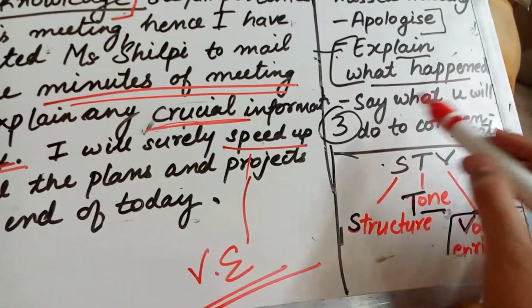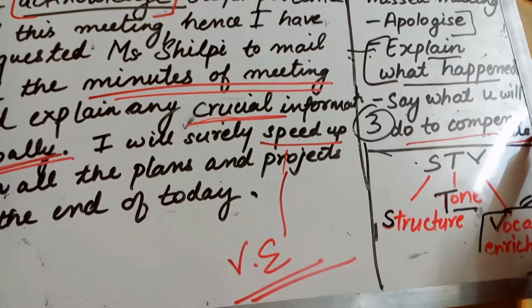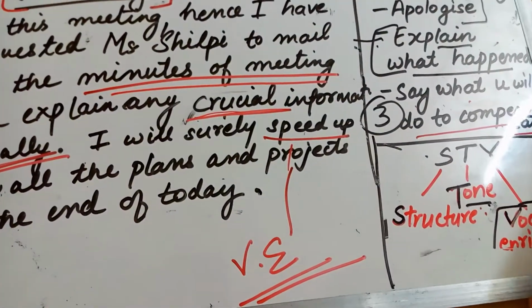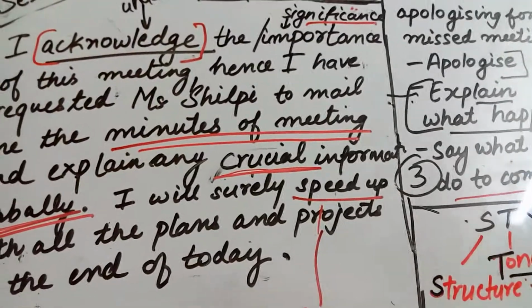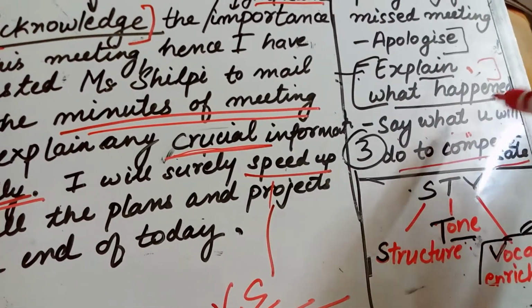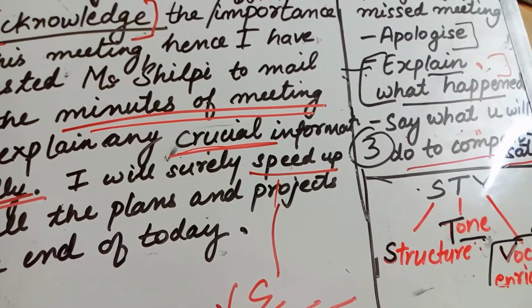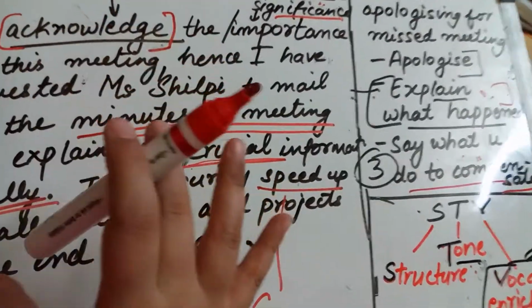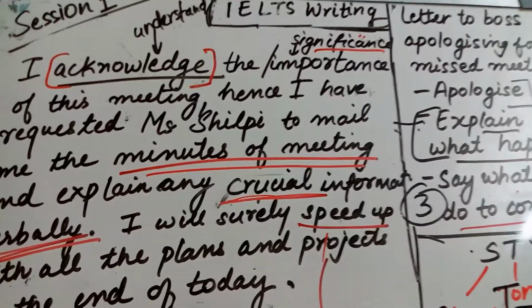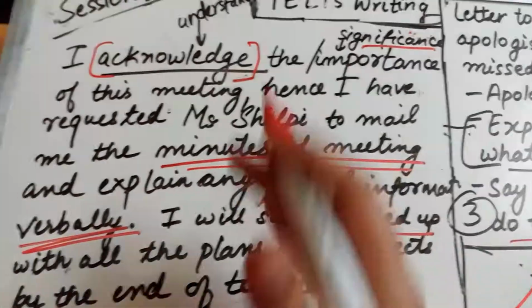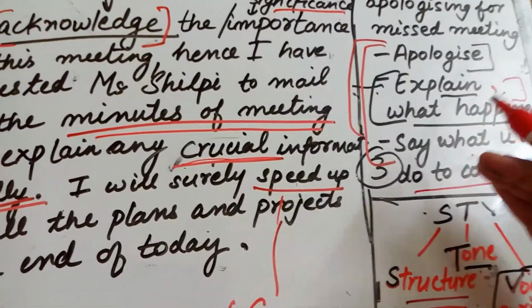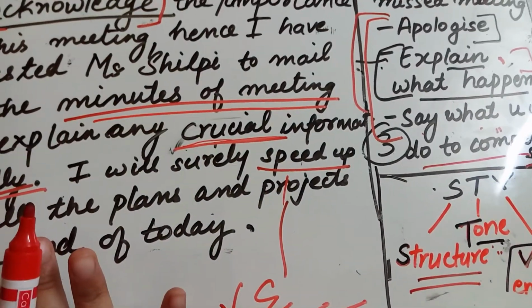Now here I have answered the third bullet point, that say what you will do to compensate. Okay, so here your tone is that what I am going to do, what I will surely do. In the previous paragraph you were explaining your situation, and now you are saying that to speed up or to catch up with the things that are left, I will surely do all these things. So your tone is a tone which is showing a will, that yes, I have to do something. The structure is in the same sequence which is asked in the question. So we are completed here upon the structure.